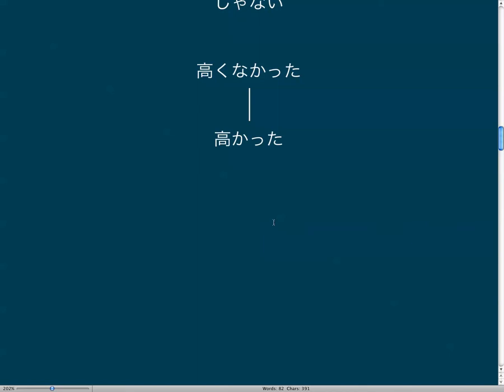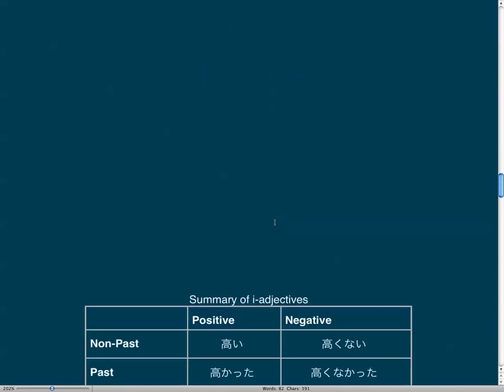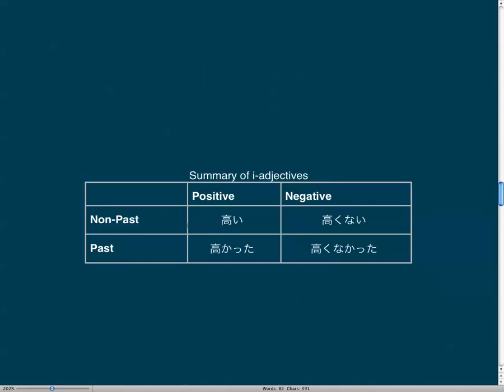Okay, so let's check out a summary which I've prepared in advance. So takai is positive, non-past. Takakatta is past tense, and here's the negative and the negative past tense. So let's check out some more examples.